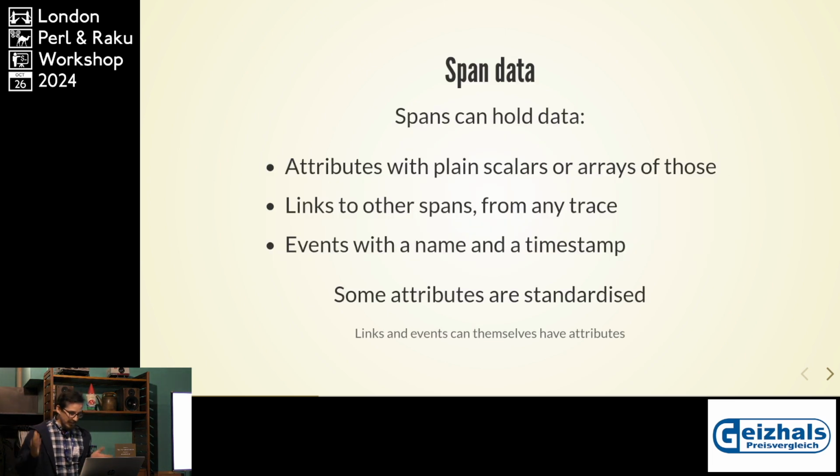It's not just the start and the end, but the spans can hold additional types of data. So they can hold attributes that you can use to define what the span is. But they can also have links to other spans that don't necessarily need to be from that trace, and they can have events, and the links and the events themselves can have attributes. So it's quite a complex data structure that's also quite versatile. And OpenTelemetry defines some of those attributes as standard and defines what they mean and what values they can have, etc.